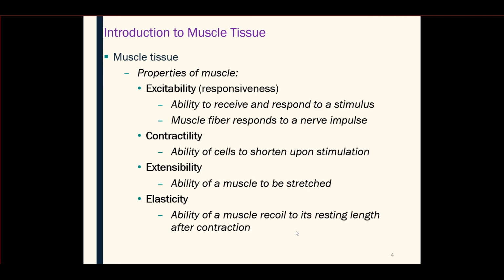Finally, elasticity. This is the ability of the muscle to go back to its original shape and length after it has contracted, right? When you contract it, it doesn't then stay short. It has the ability to go back to its original length. Okay, so those are the four important properties. We call them excitability, contractility, extensibility, and then elasticity.